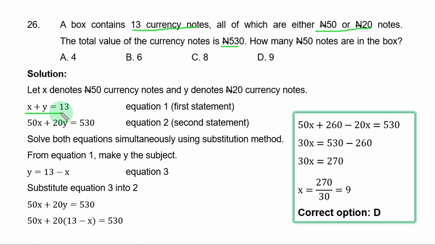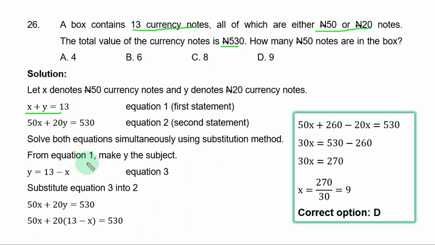So you have two equations, 1 and 2. So let's solve both equations simultaneously using the substitution method. In that method, you recall any of the equations and you make any of the variables the subject, and you continue the solving process.